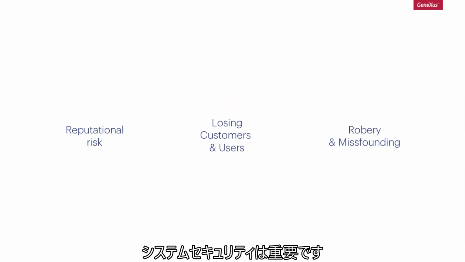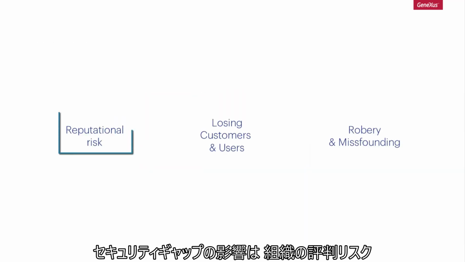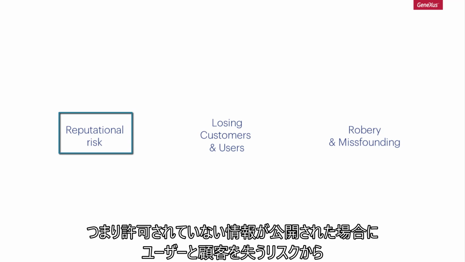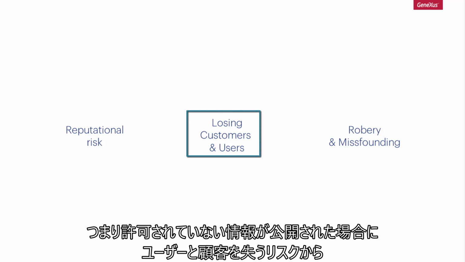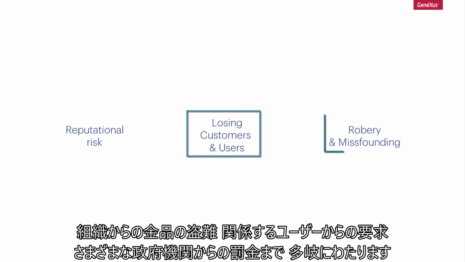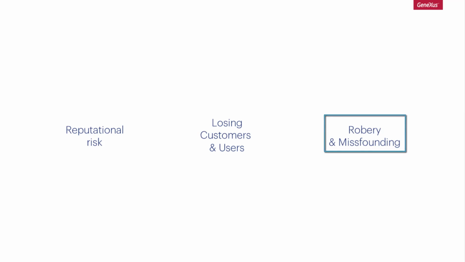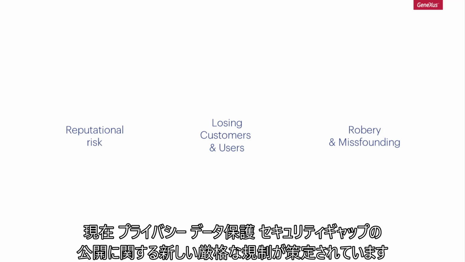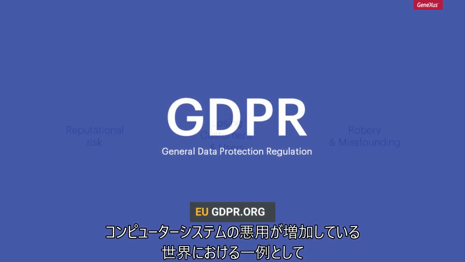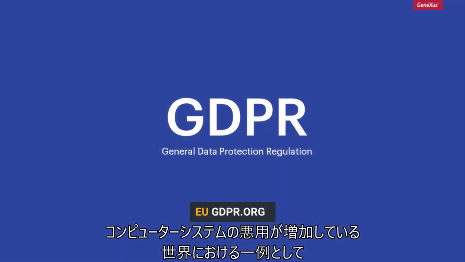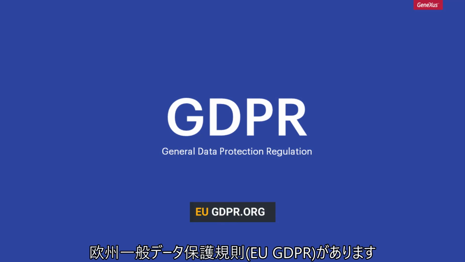System security is important. The consequences of security gaps range from an organization's reputational risk that results in users and customers lost when non-authorized information is made public, to money and goods stolen from the organization and demands from users involved. And all that is in addition to fines from different state agencies. New and stricter regulations relative to privacy, data protection, and security gap publications are currently in the making. One example, amidst a world where the abuse of computer systems is on the rise, is the European General Data Protection Regulation, the EU GDPR.